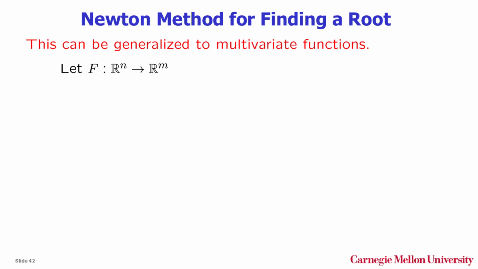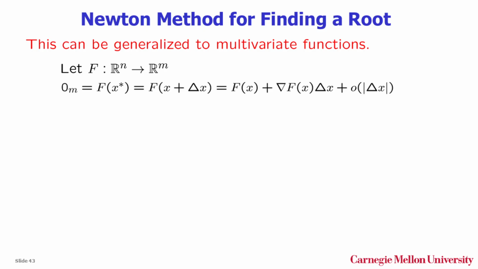Let f be a function mapping from an n-dimensional space to an m-dimensional space. We want to find x star such that f of x star is the 0 vector. Starting from a point x, we move by an increment delta x and assume we arrive at x star.